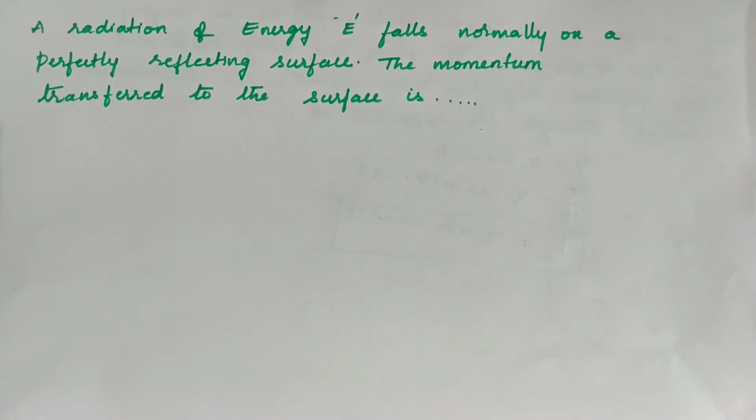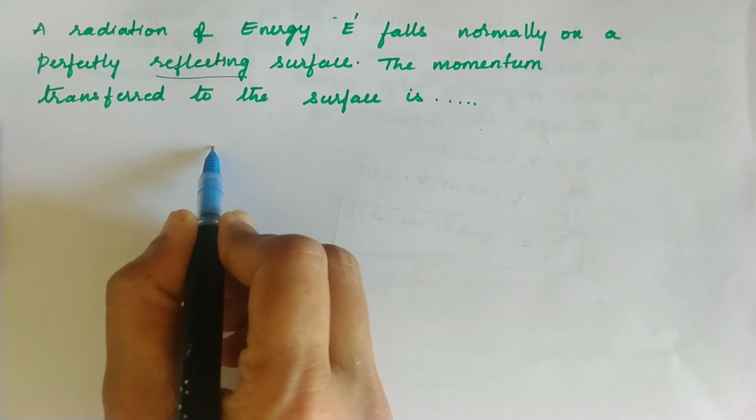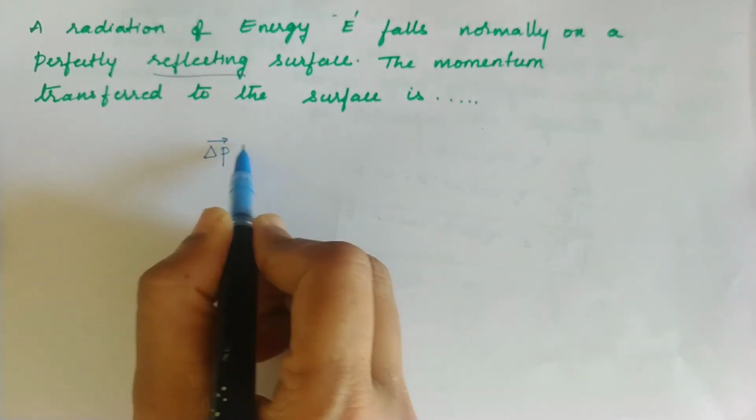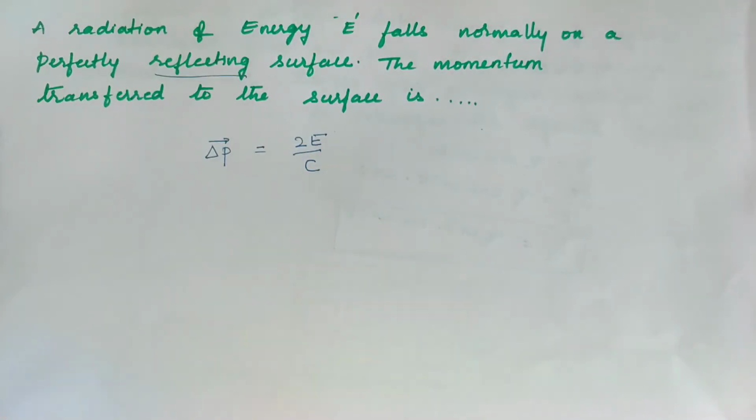A radiation of energy capital E is falling normally on a perfectly reflecting surface. What is the momentum transferred? See, I already told you if the surface is perfectly reflecting, then the momentum transferred will be 2 times E divided by C, where C represents the speed of light and E represents your energy.